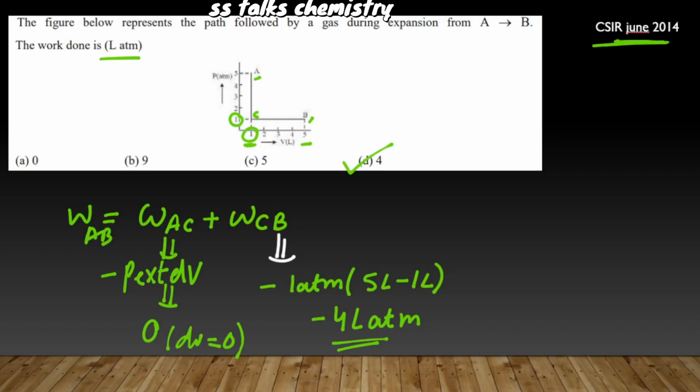We have just talked about the magnitude in this, but we have seen that expansion work is being done. So work is done by the system. So that means work done is going to be negative only. Okay. So this is the answer.